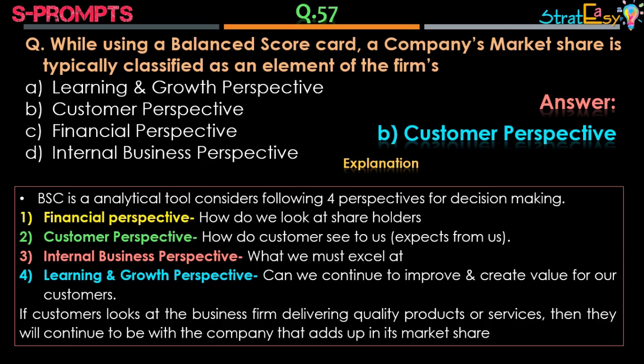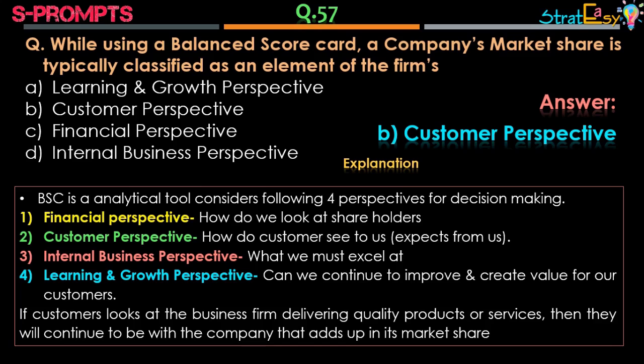The third is internal business perspective. What we must excel at. Obviously every time you need to do something better than what you have done previously in the past. If you can do that, then definitely it will continuously help you to maintain your performance, and that performance will help you to achieve your financial perspective.